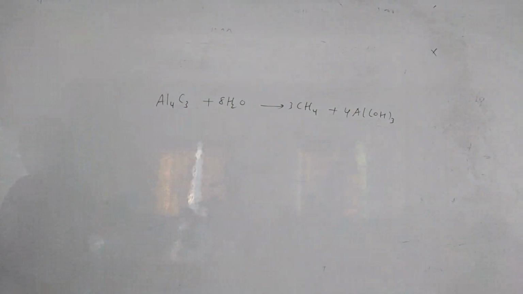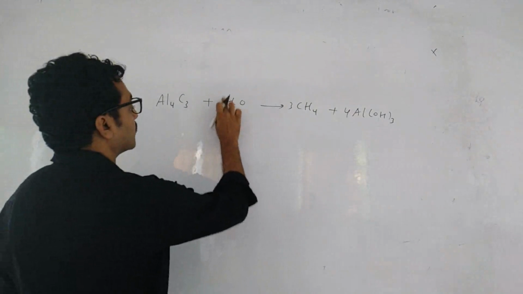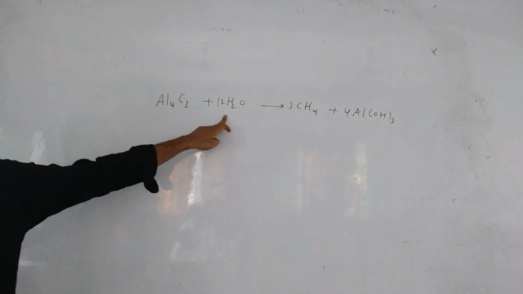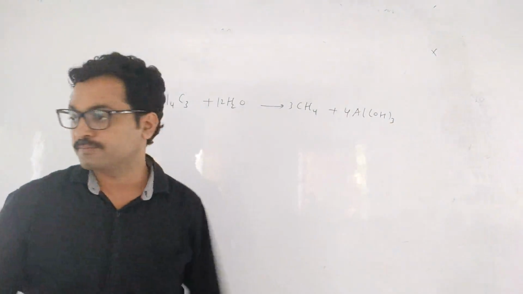Now children, that's the balancing part, you check. Aluminum carbide on hydrolysis gives methane. Al4C3 plus 12H2O gives 3 methane plus 4 Al(OH)3. See, is it balanced? 12 times 2 is 24 hydrogens are there. Here 12, here 12.